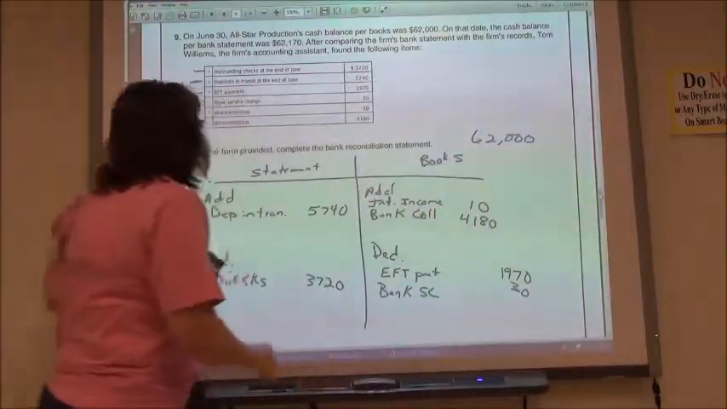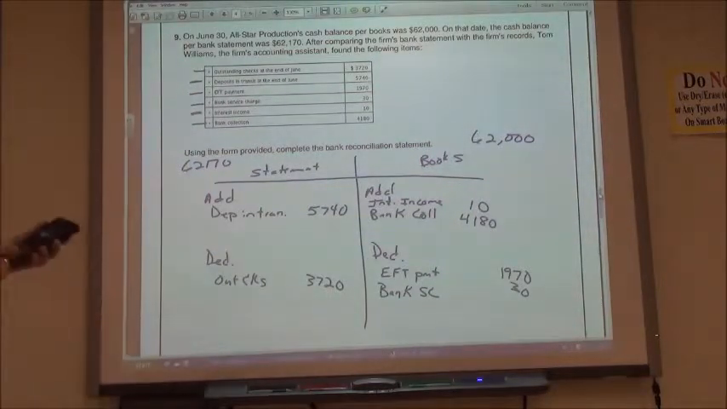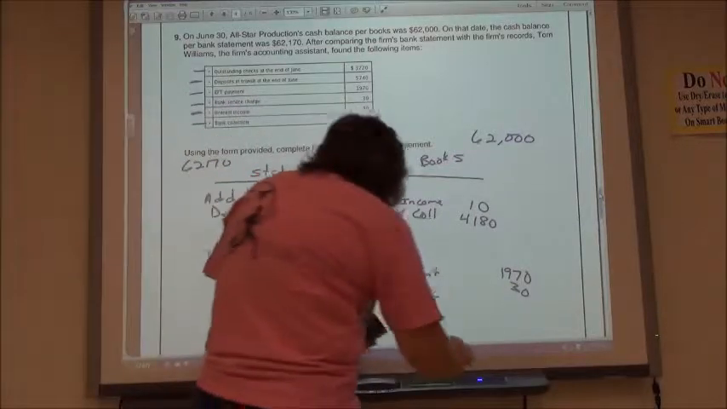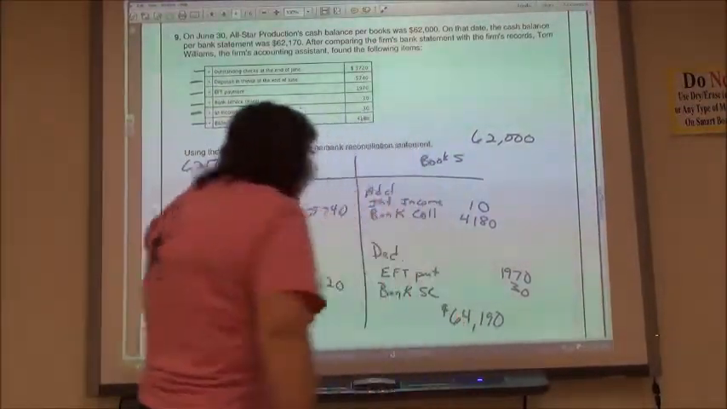So the balance on my books was $62,000. The balance on my bank statement was $62,170. So 62,000. Yep, I can read. 62,000 plus the $10 interest income plus the $41.80 bank collection minus the $19.70 electronic fund payment minus the $30 service charge. $64,190. That's what I actually have.